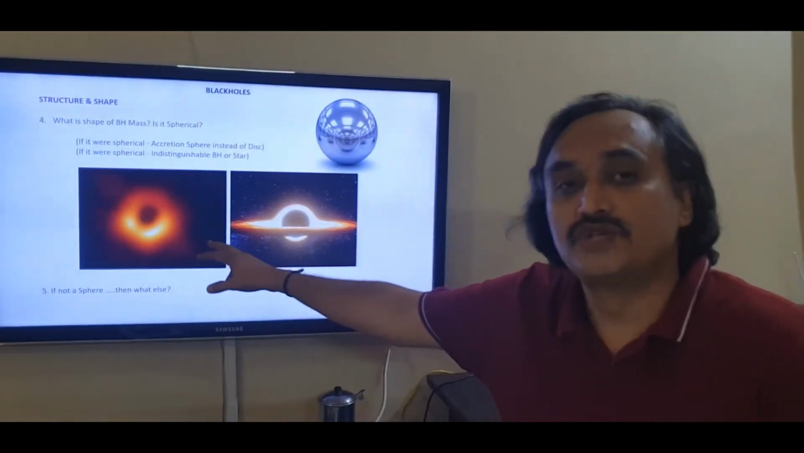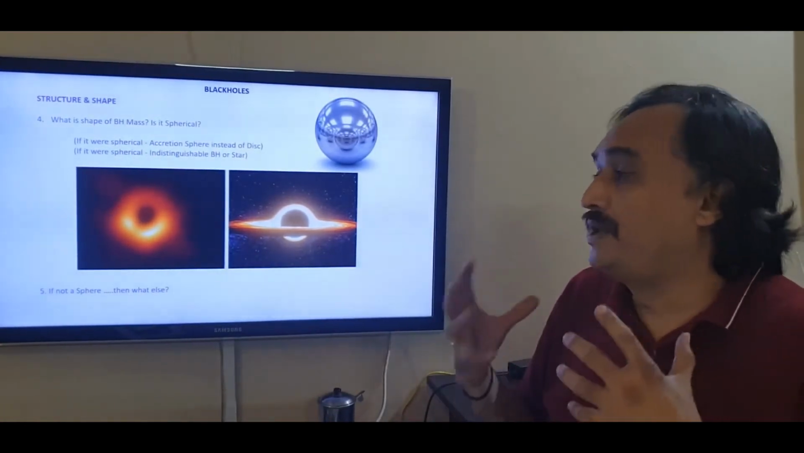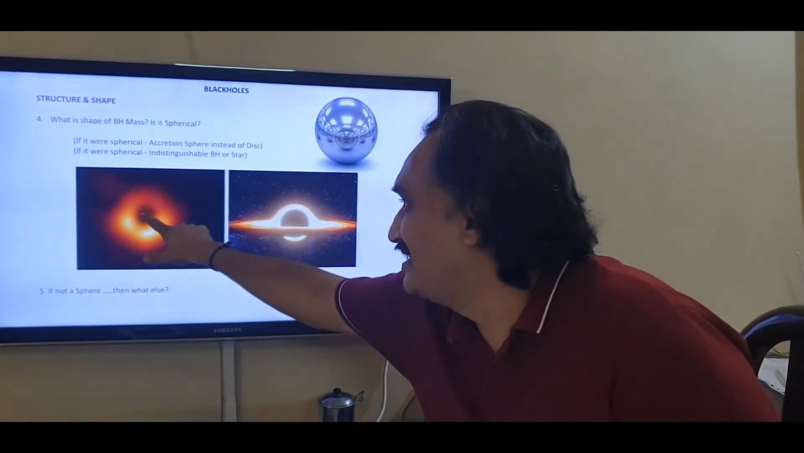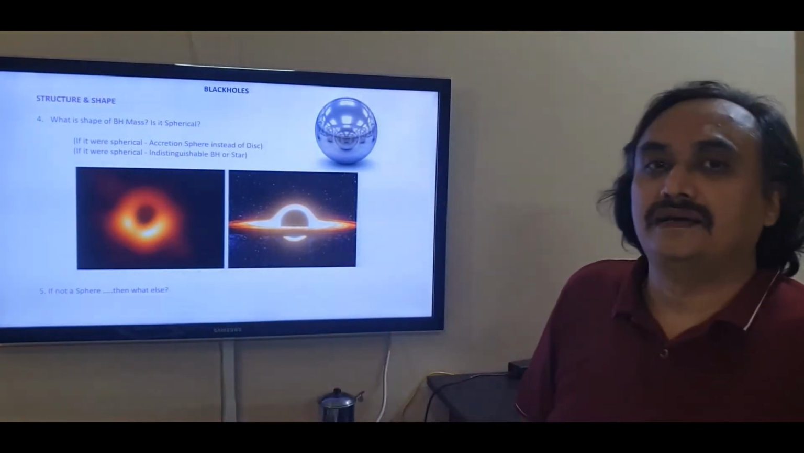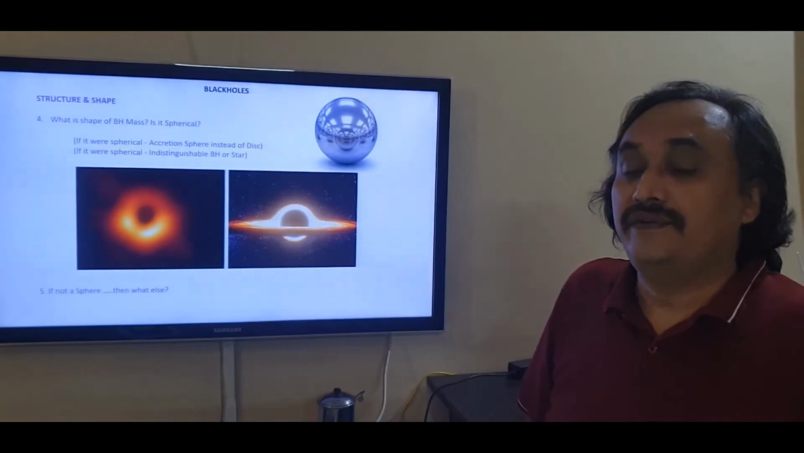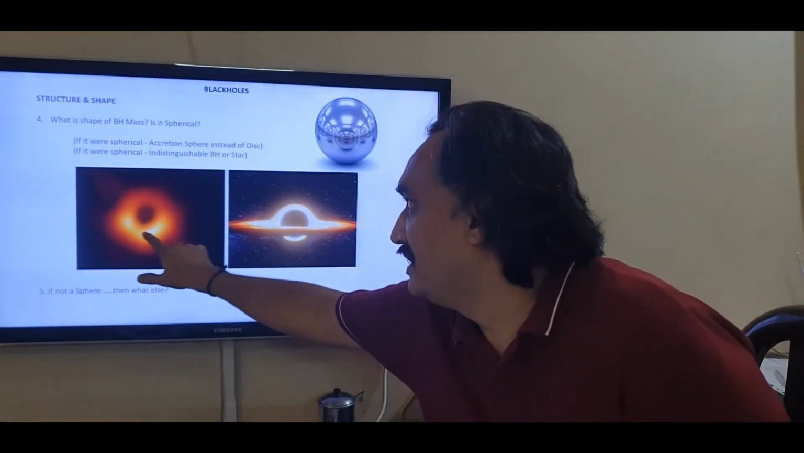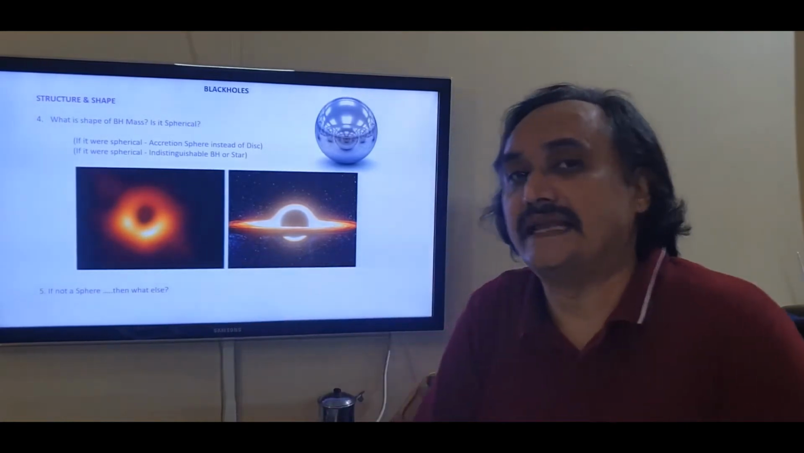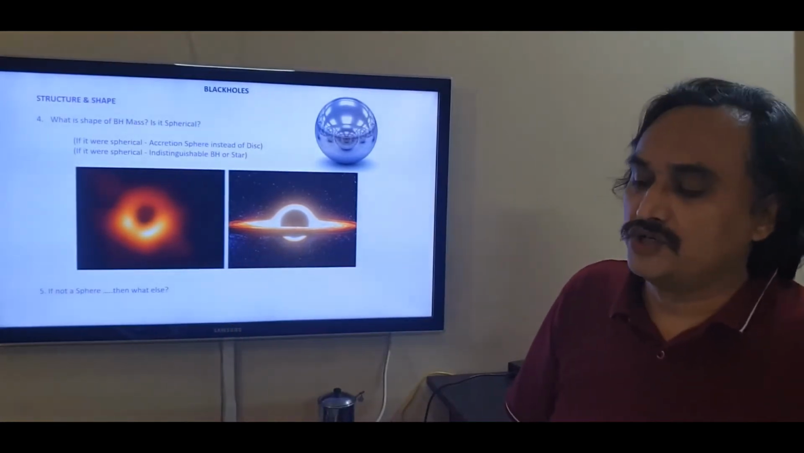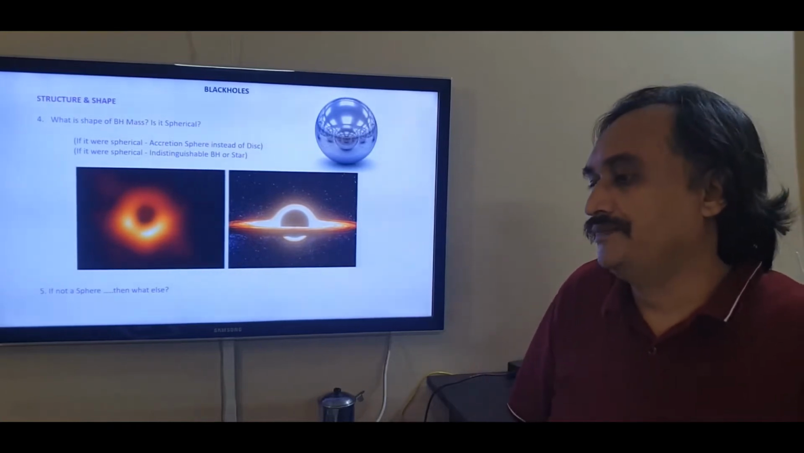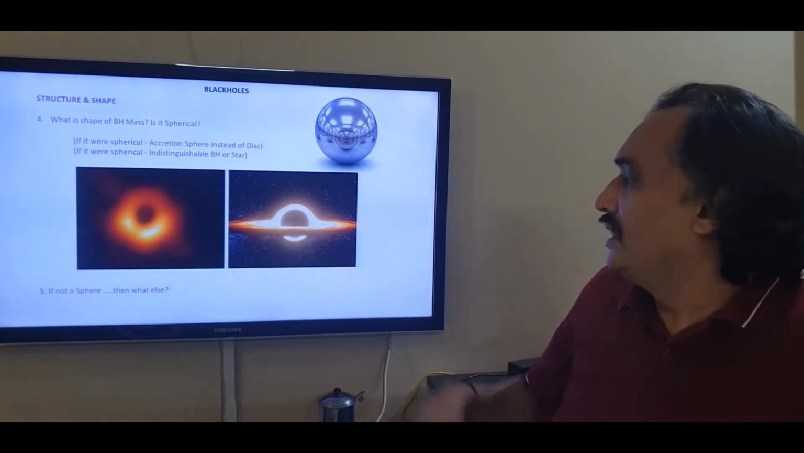And this is an actual optical photograph of a black hole. And as you can see, you see clearly a black part in the center. If it was an accretion sphere, all of this would have the same similar kind of light even at the center. The fact that it is not shows that the black hole is not spherical in nature.